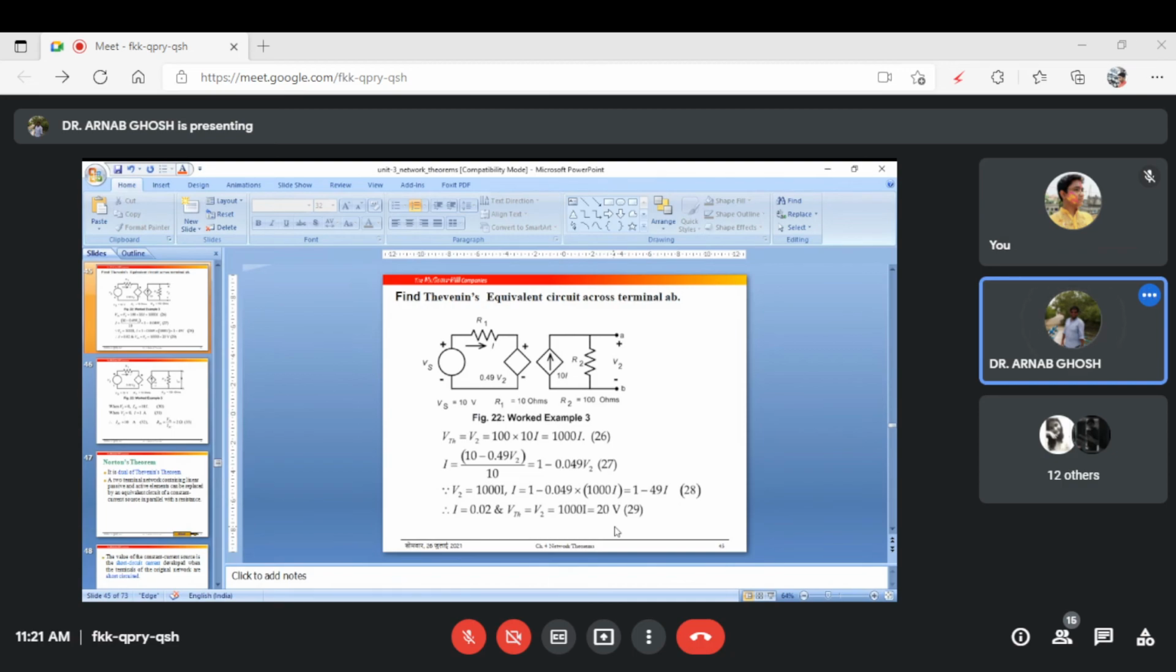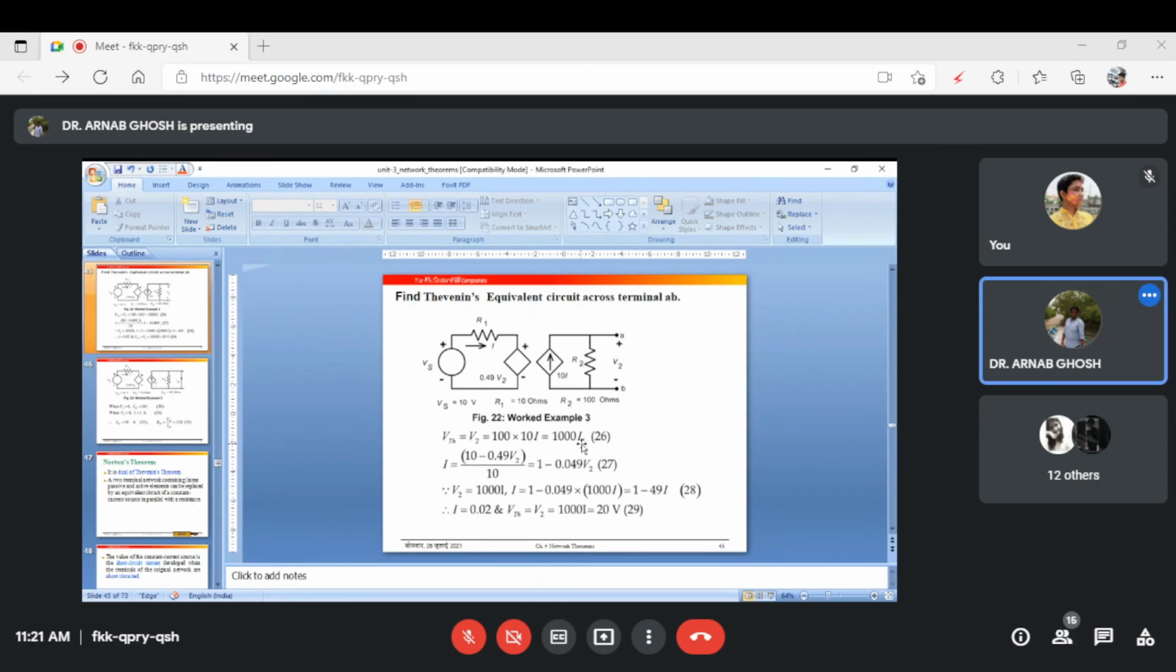Is this clear? Is this clear how to calculate the open circuit voltage? I am repeating this once again. You see, you are given this circuit. So you are having a voltage source given to you. You have a dependent voltage source. You have a dependent current source. You have R2 and you have V2. So you are calculating this V2. This is the open circuit voltage. So what is V2? 10I multiplied with R2. So 10I multiplied with 100. So that is 1000 I. So your V2 is equal to VTH, which is equal to 1000 I.